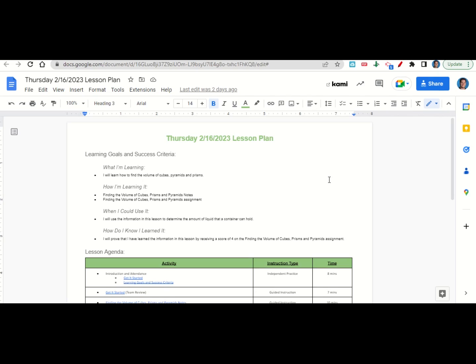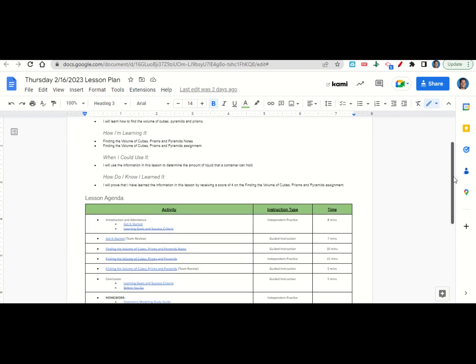How are we learning it? Through the finding the volume of cubes, prisms, and pyramids notes, and the finding the volume of cubes, prisms, and pyramids assignment. When can we use this information? To determine the amount of liquid a container can hold. How do you know you learned it? By getting a score of 4 on the finding the volume of cubes, prisms, and pyramids assignment.